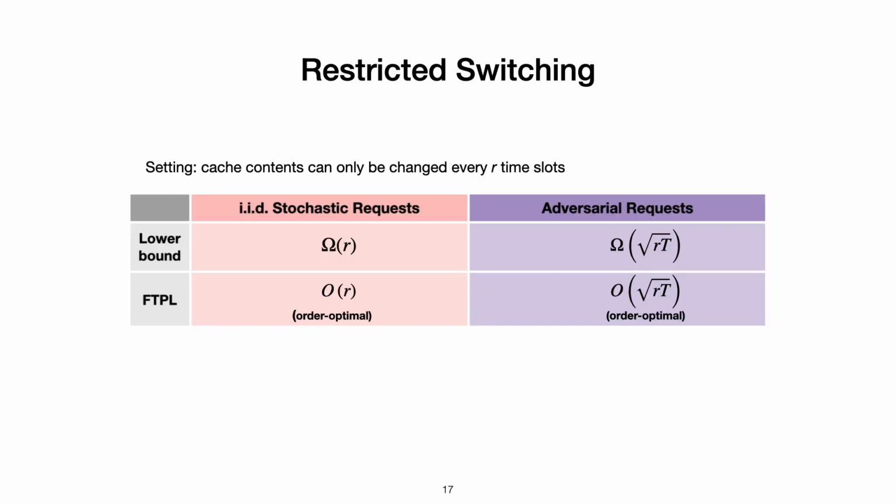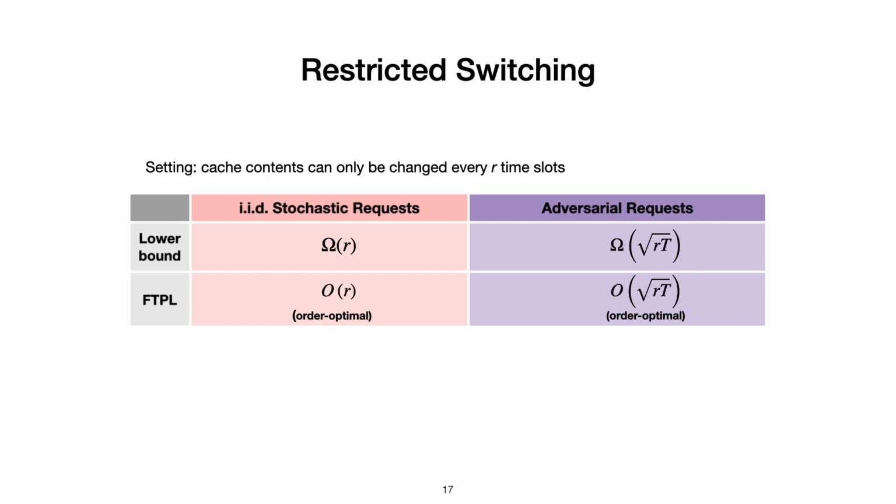We first consider the setting where all the R_i are the same, that is, the cache is allowed to change its contents only every R time slots. We first characterize lower bounds on the regret of any online policy for both arrival models. Further, we characterize the performance of FTPL with a learning rate proportional to square root small t for both arrival models.